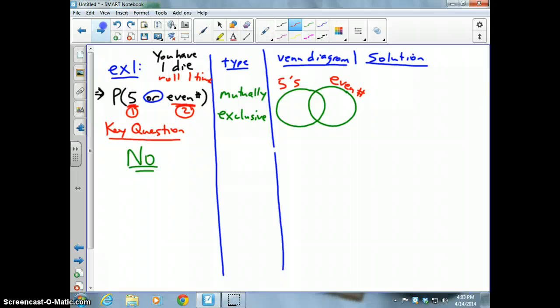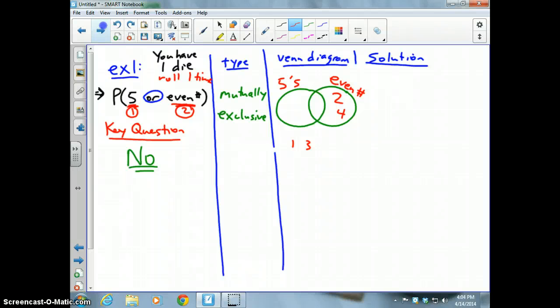Where does the 1 go? Well, 1's not a 5, and it's not even, so the 1 would go on the outside. How about a 2? Well, a 2 is an even number, so it would go there. How about a 3? 3 is not a 5, and it's not even, so that would go on the outside. 4. A 4 is an even number.